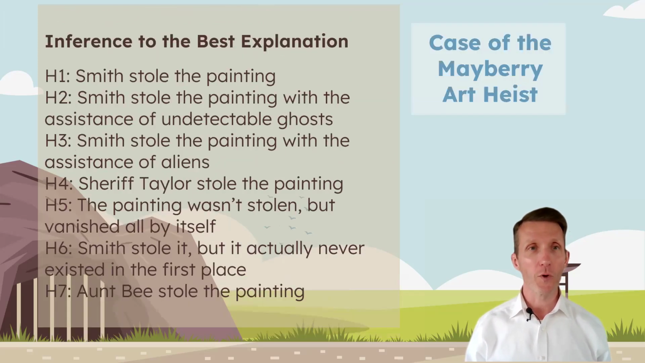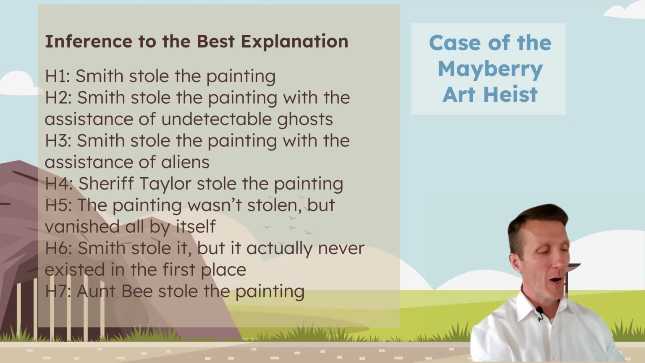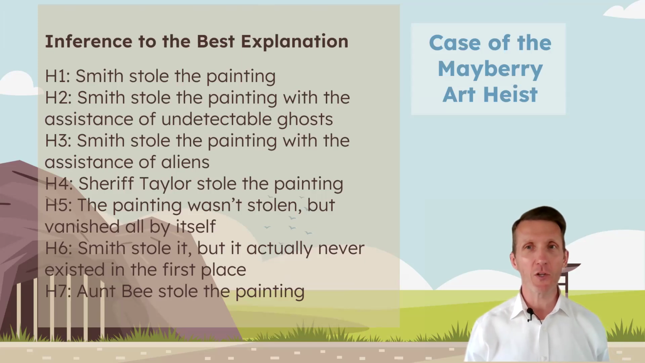Now, we're going to put these to the test, or help us understand these, by applying them to a particular case. And it's the case of the Mayberry art heist. I'm going to tell you the story. It's on page 276. And then we're going to consider seven different candidate hypotheses as to who the culprit is. And then we're going to evaluate them according to those criteria that we just previewed.